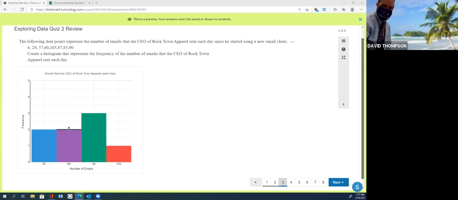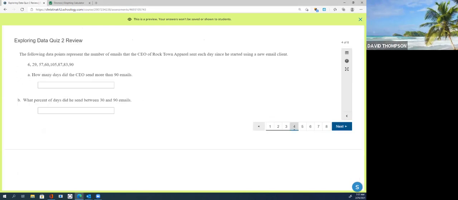Okay, let's go on to our next question. How many days did the CEO send more than 90 emails? It's basically asking how many numbers are bigger than 90. So 6 is not bigger than 90. Now there's 29. Now there's 57. Now there's 60. 105 is bigger than 90. 87, 83, and 90 are not bigger than 90. So we just enter 1 because there's one number bigger than 90. That's it.